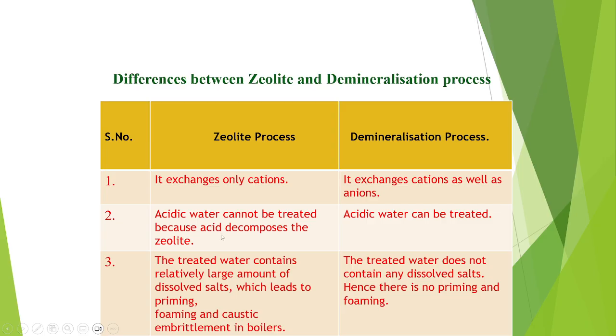Here acidic water cannot be treated by the zeolite process, but in the demineralization process, we can treat acidic water. And water containing a large amount of dissolved salts leads to priming, foaming, and causticembrittlement in boilers, because the treated water contains so many dissolved solids. But here, the treated water does not contain any dissolved salt, so there is no possibility of priming and foaming in the boilers.